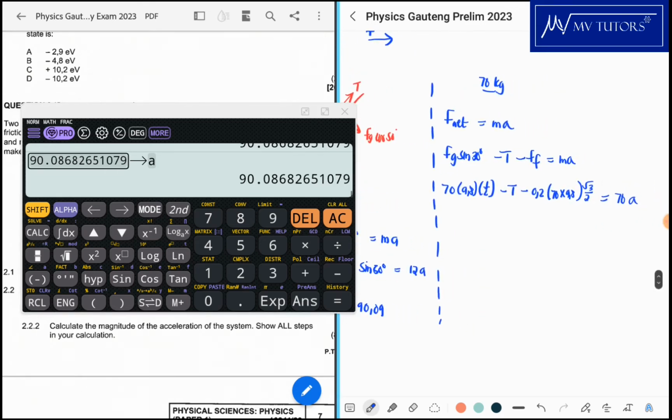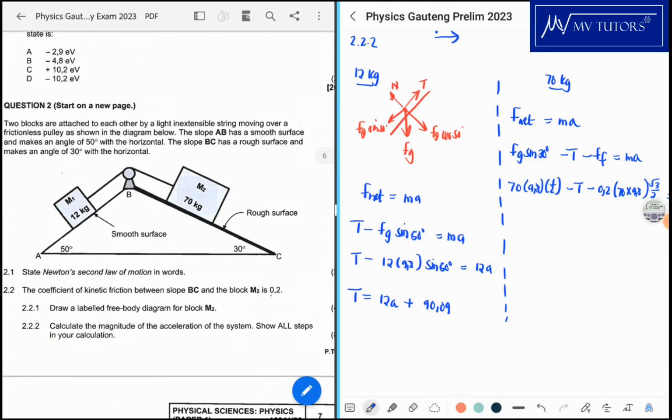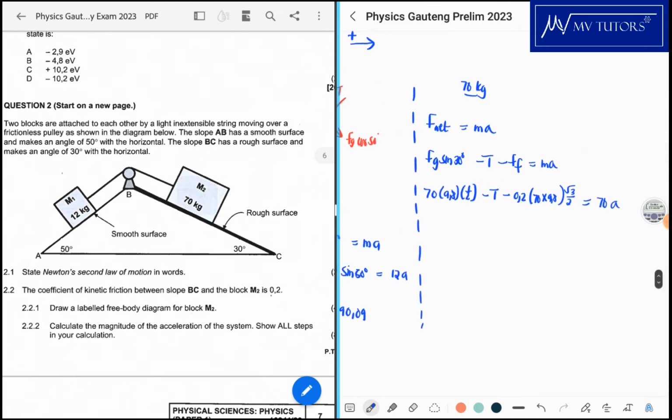And on the other side, I would say tension. If I take tension to the other side, let's see, so tension is 12A plus that. Now in this case, if I take tension to the other side, I would say tension is equal to 70 times 9,8 times a half minus 0,2 times 70 times 9,8 square root 3 over 2 and minus 70A, if I take 70A to the other side.